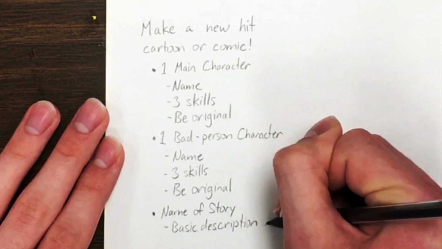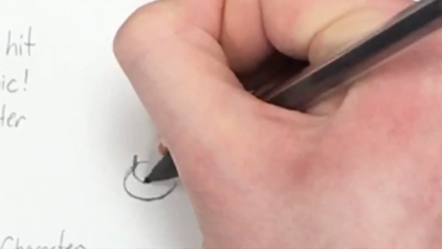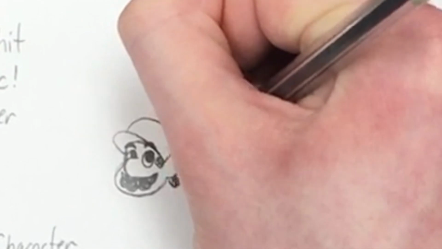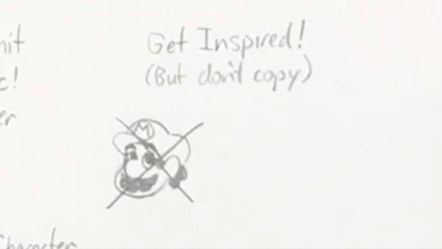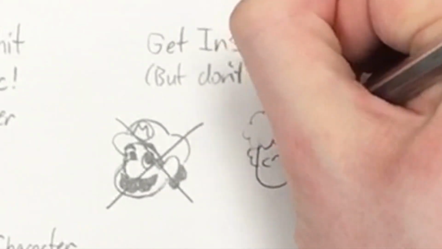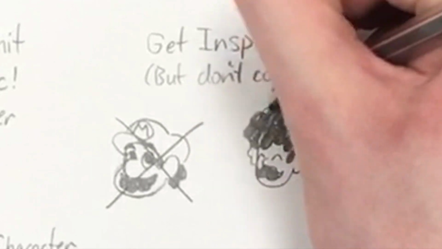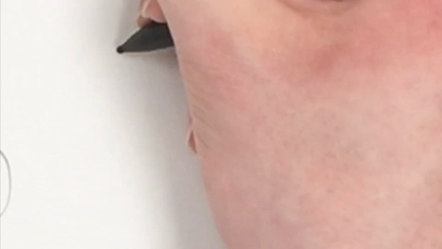For your characters, because you're also going to draw them, in case that wasn't clear, get inspired, but don't copy. Let's say you really love Nintendo and you love Mario. Why wouldn't you? He's awesome. Don't just draw Mario for your character. Instead, find some things about Mario that you really like and be inspired by that. Maybe your character has that same bushy hair and a cool mustache, but they don't look exactly the same as Mario. Does that make sense?